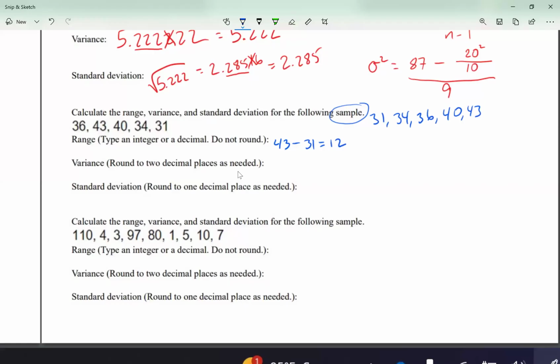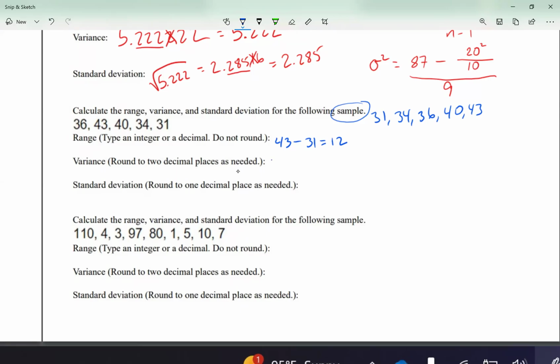My variance, we said it was 22.7, right? I have to do it to 2 decimal places as needed. Okay, 22.7, 22.7, these are the same number. Now my standard deviation, we said it was 4.764452, but here it says round to 1 decimal place. So just 1 decimal place. The next number is big, so this 6 is going to push my number up. So my answer happens to be 4.8.